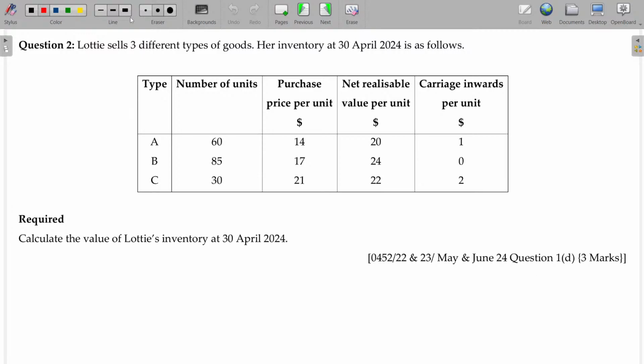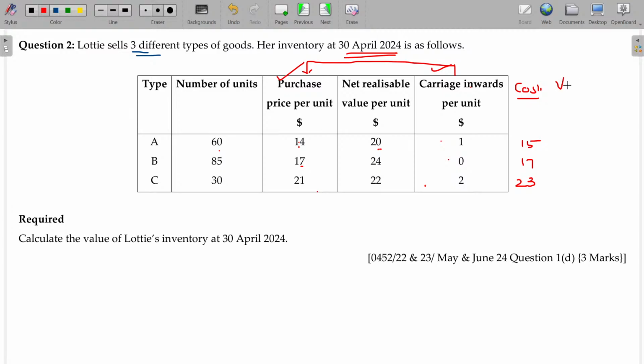We'll now go for the second question. Loti sells 3 different types of goods. Her inventory at 30th April 2024 is as follows. A: 30 inventory, purchase price being 14, net realizable value being 20. Carriage inward is part of the cost of the unit only. Then what could be the cost? You have to add the purchase price and carriage. So 14 plus 1, 15; 17 plus 0, 17; 21 plus 2, 23.